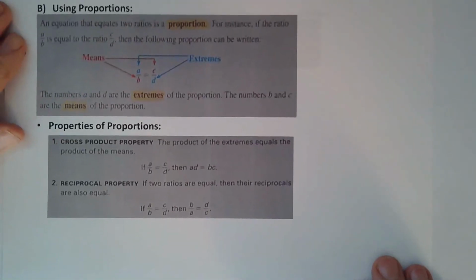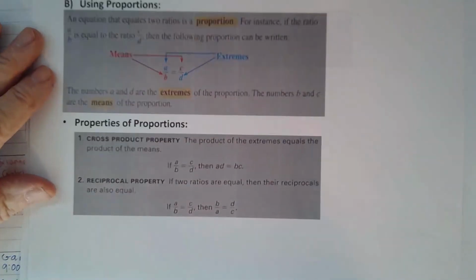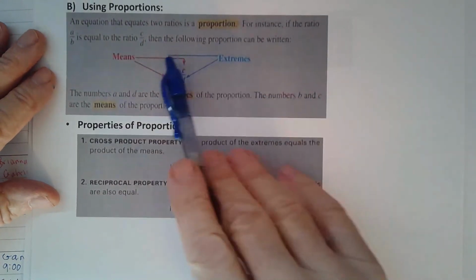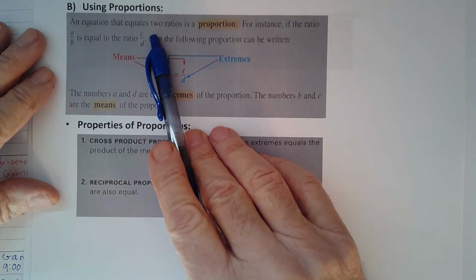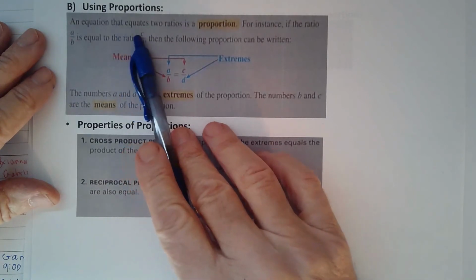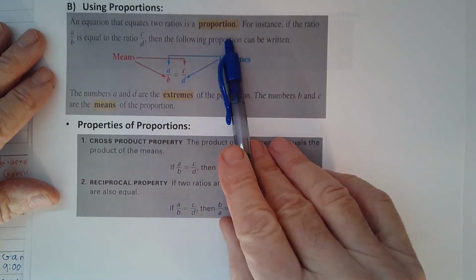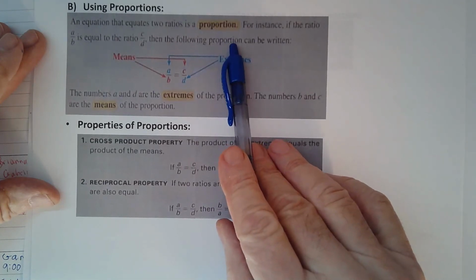So then let's look at proportions. And this is the last part of it, and there's only one more example after it. So you also can have an equation that makes 2 ratios equal to each other. So that means an equation that equates, meaning they're equal to each other, two ratios is a proportion. Okay? So whenever you see an equation with a ratio on each side, you know you've got a proportion.